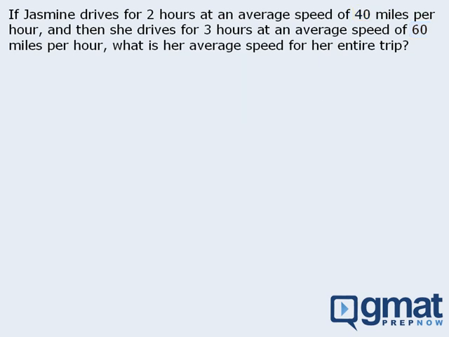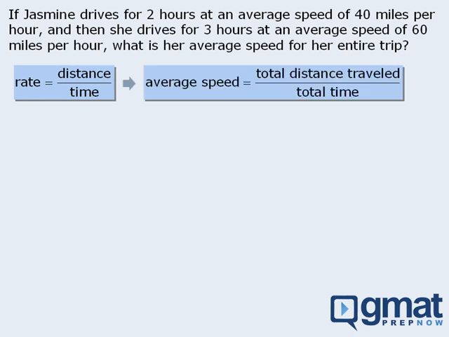Now, to find the speed during any trip, we simply divide the distance traveled by the travel time. Since this particular trip has two distinct parts to it, it might be useful to rewrite the formula to say that the average speed during a trip is equal to the total distance traveled divided by the total travel time. So let's begin by finding the total distance traveled.